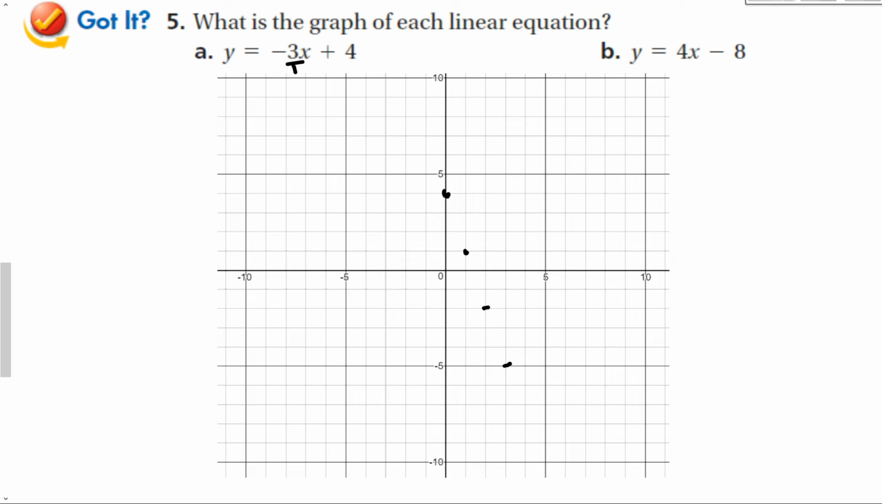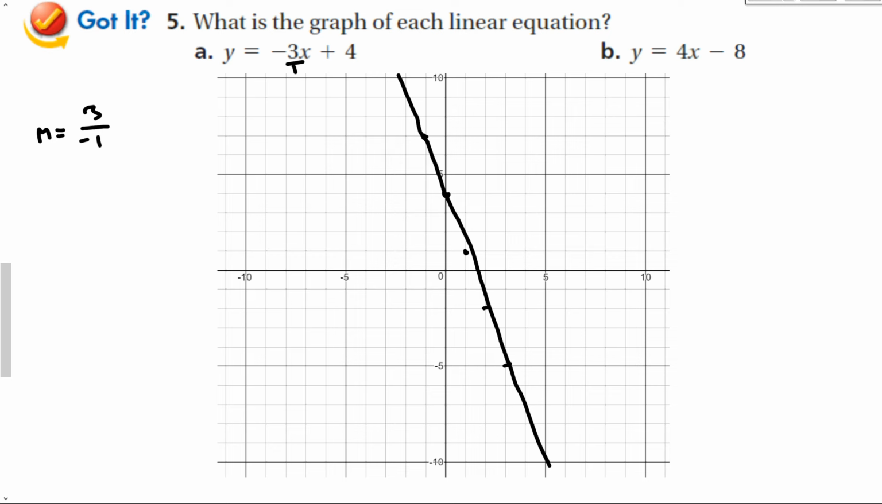Also, the negative doesn't have to be attached to the 3. We could also say the slope is 3 over negative 1, which would be up 3, but left 1. And you can see that it does match up with my line. And if I were to draw a line, we would get a nice line, just like that.